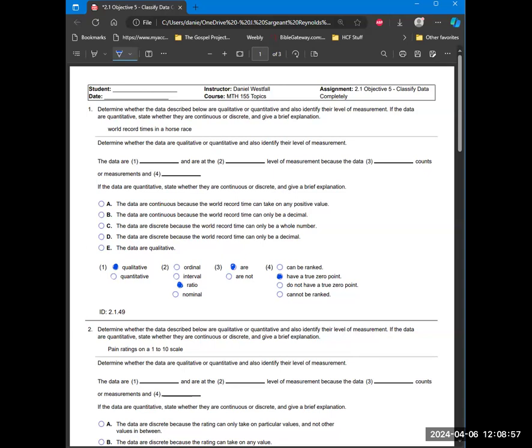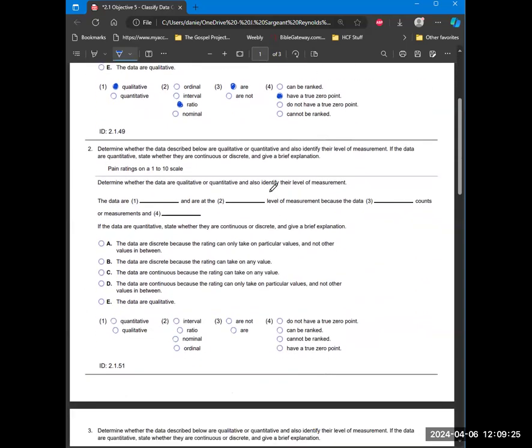Then we're going to answer the question here. If the data are quantitative, which it was, state whether they are continuous or discrete and give a brief explanation. So this would be continuous because the world record time can take on any positive value. You can be any fraction of a second more or less than somebody else in time.